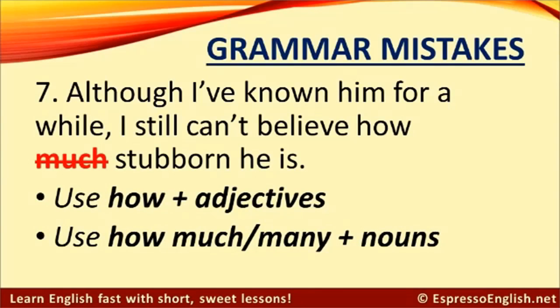Before adjectives like stubborn, we use only how. For example, how friendly, how cold, how expensive. Those are all adjectives. We use how much and how many with nouns, objects, places, or people. For example, how much money, how many friends, how much snow. Because stubborn is an adjective, a descriptive word, we use only how stubborn, and not how much.